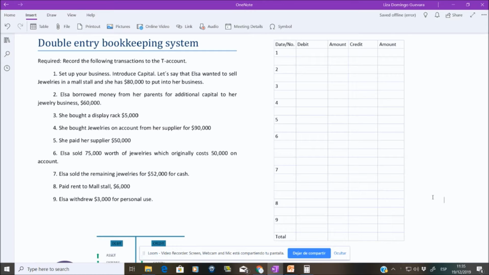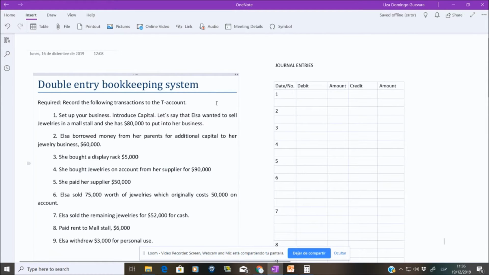Today we will continue our study about the double entry bookkeeping system, and we will answer the exercises we provided for you in the previous video. So if you remember, this is the exercise that we provided for you. The requirement is to record the following transactions to the T account. But before we could record them or transfer them to the T account or the ledgers, the first thing that you should do is to provide the journal entries. So let's do it.